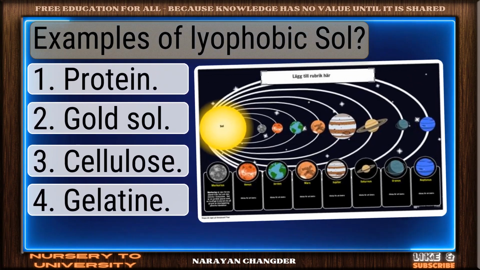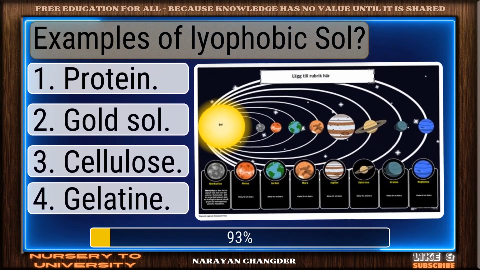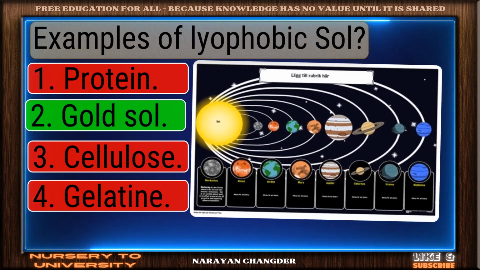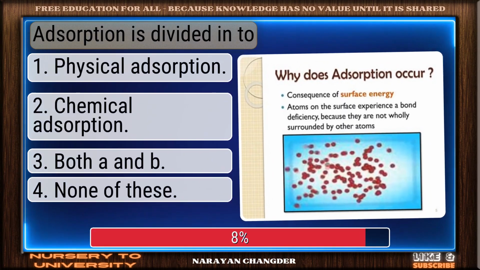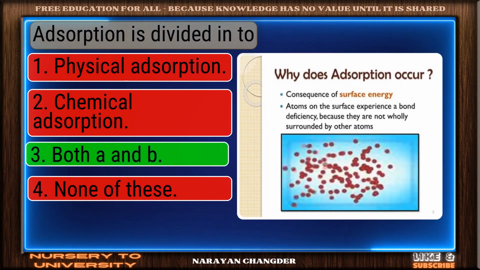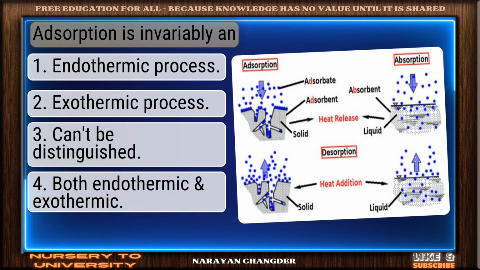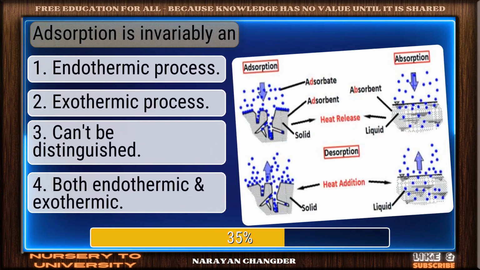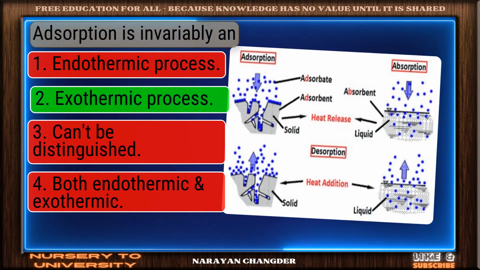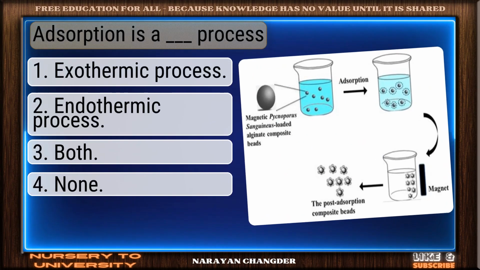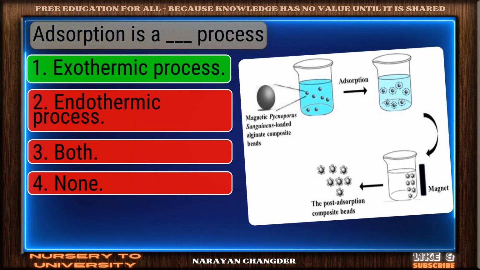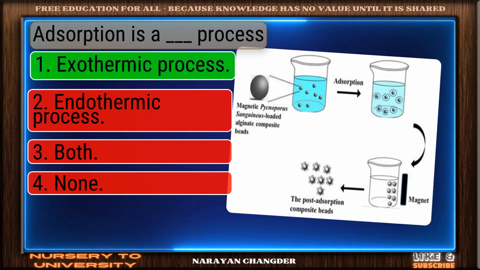Examples of lyophobic sol? Nicely done. Gold sol is a solid answer. Adsorption is divided into smart pick. Both A and B is the correct choice. Adsorption is invariably an nice work. You chose exothermic process and it is correct. Adsorption is a dash process. Valid point. Exothermic process is true.